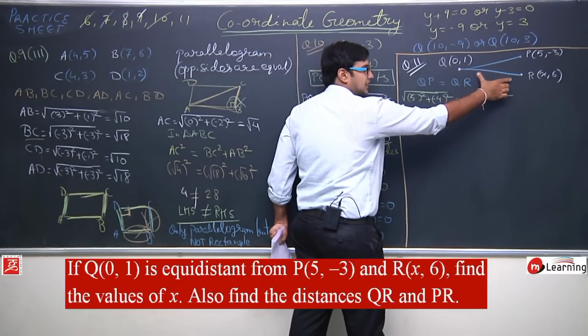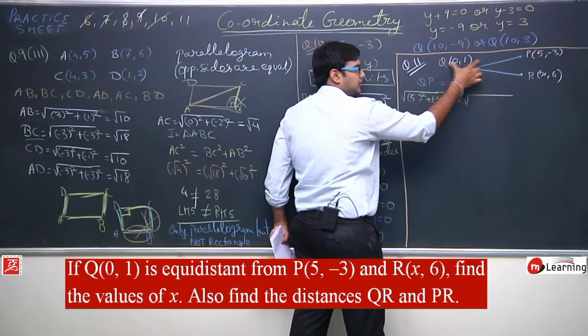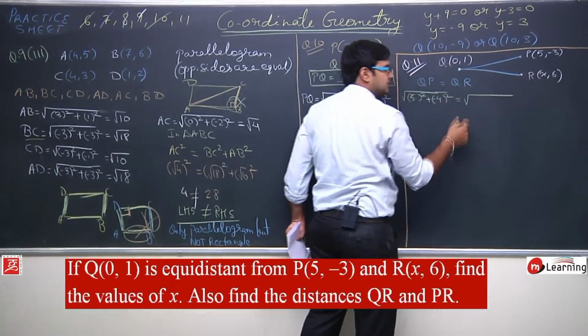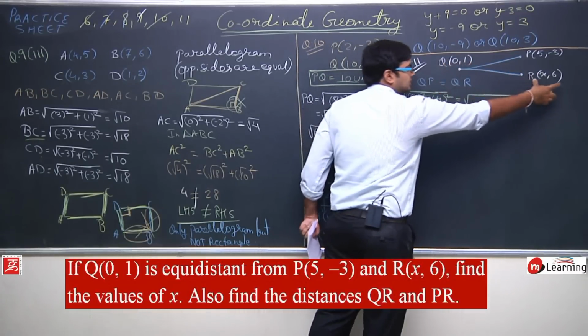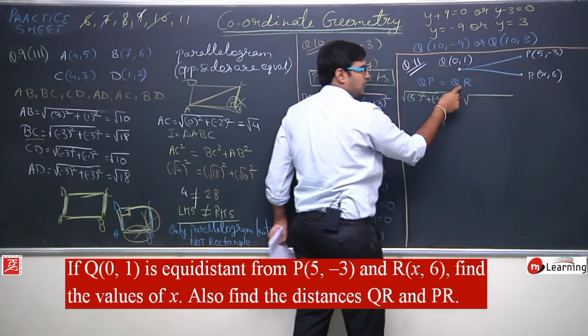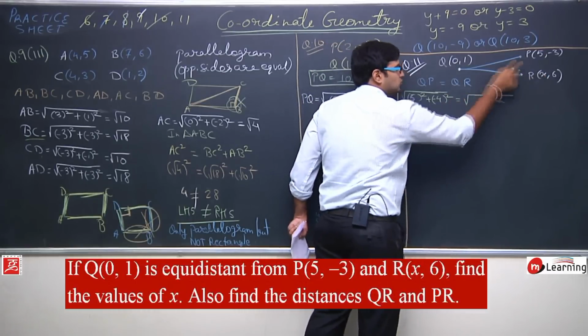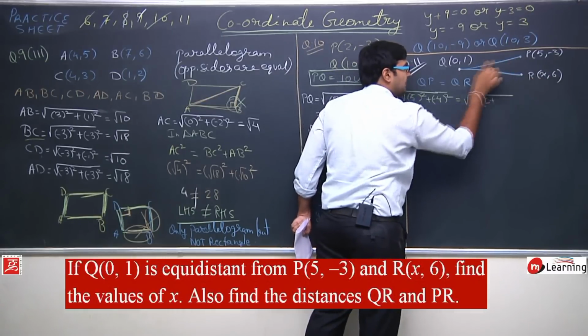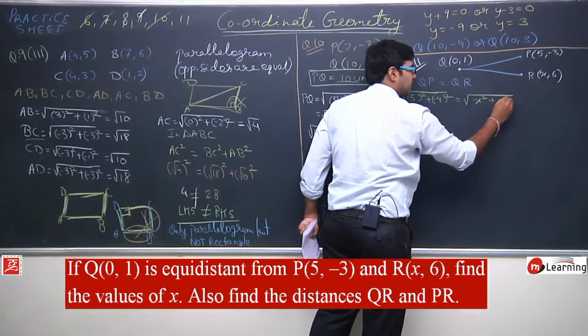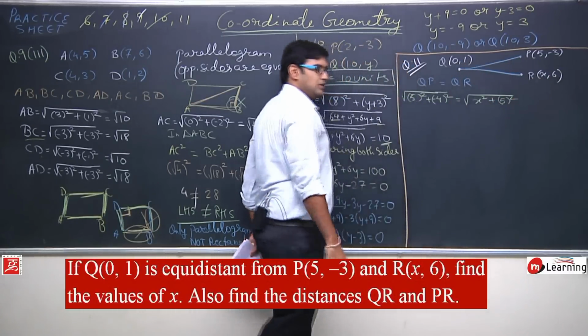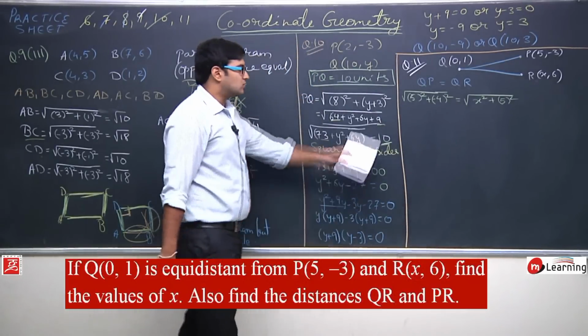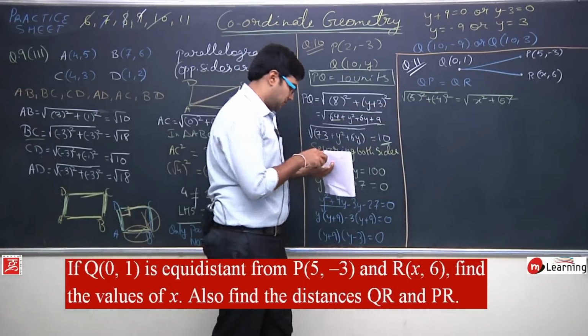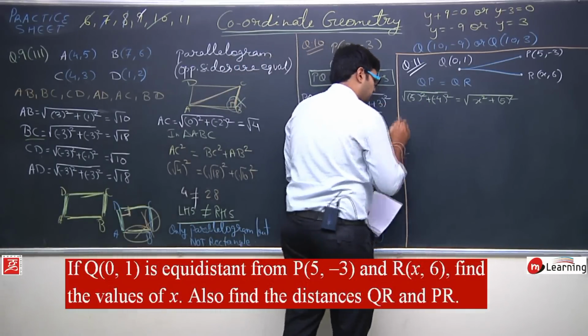QR will be the length of this line. This coordinate is (0, 1), this is (x, 6). So this is x1 y1, this is x2 y2. So in place of QR I can write square root of (x2 minus x1), that is x square, plus (y2 minus y1), that is 5 square. Okay. Now, what we will do is square both the sides.